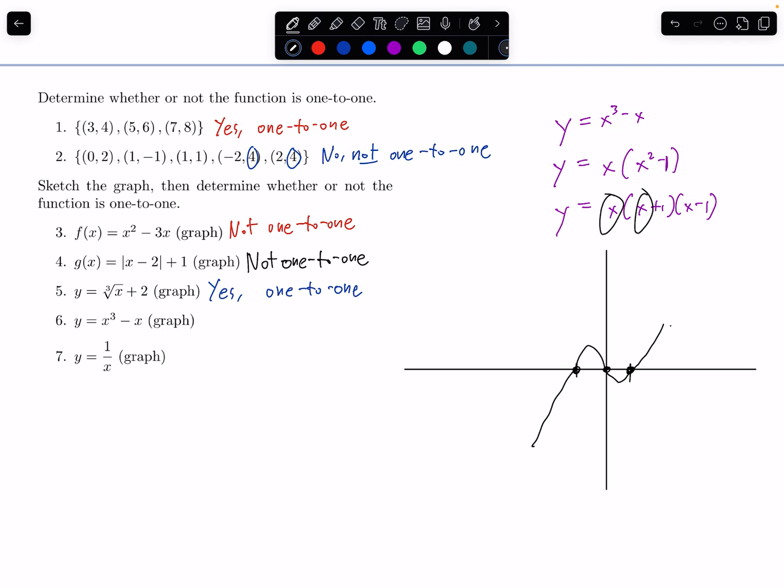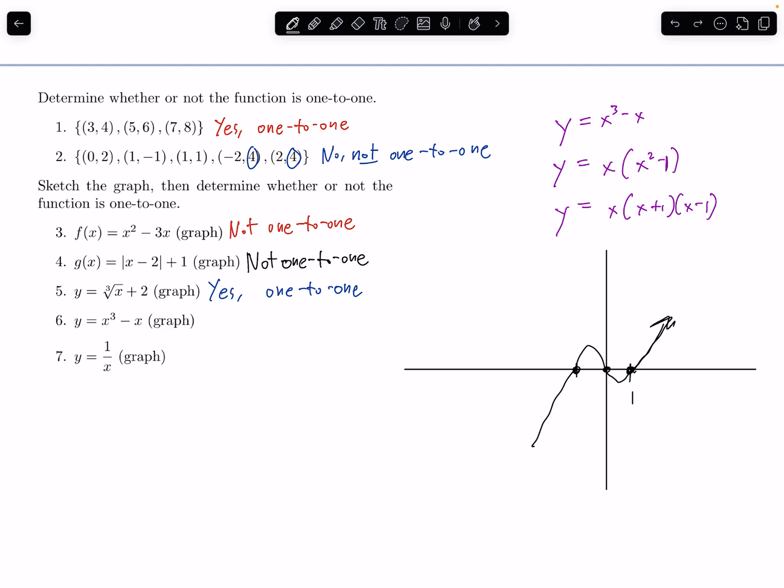I know it's going to end up upwards because when this is something large, this is something large, this is something large, it's going to be positive, right? What you can do in general, guys, is check the signs in between, right? If I do x that's bigger than 1, it's positive, positive, positive. So 3 positives make a positive. So this guy should be positive to the right.